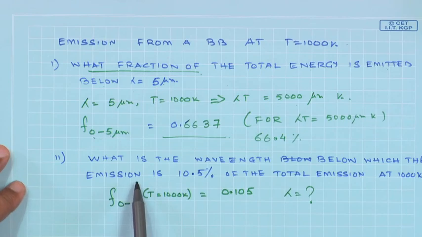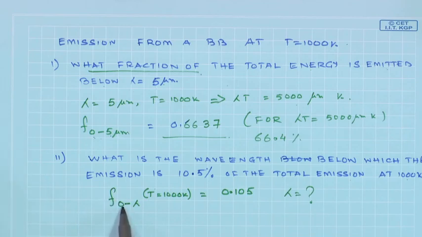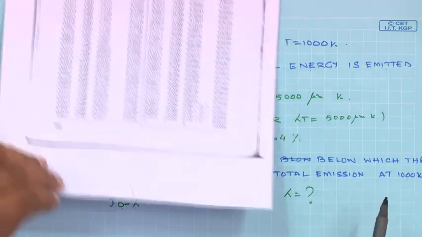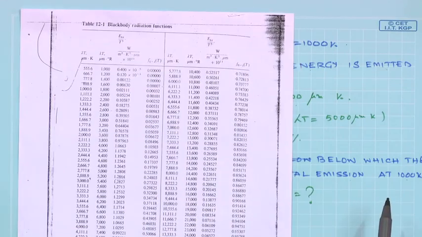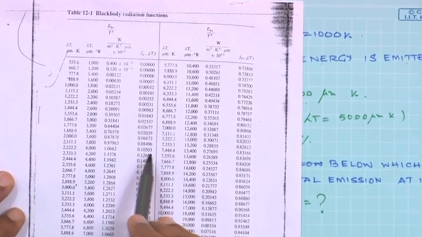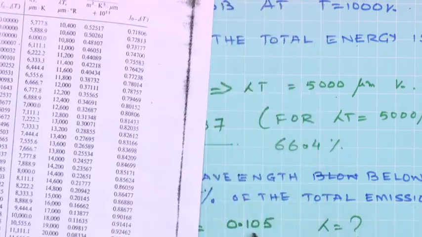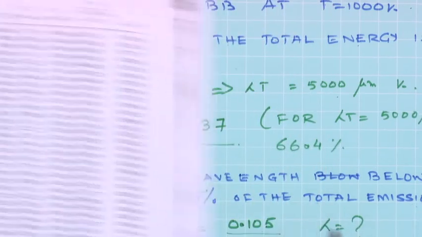So, once again, the emission is 10.5% of the total emission at 1000 Kelvin. So, the fraction of energy which is contained between 0 to the unknown lambda at 1000 Kelvin is specified to be 0.105. We need to find out what is the value of lambda for such a case. Once again, we look at the table, and now we have to look at the fraction to be 0.105.